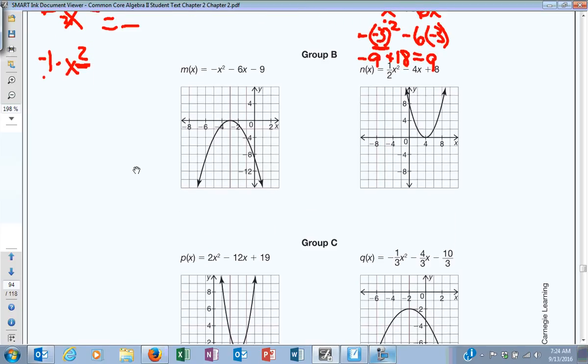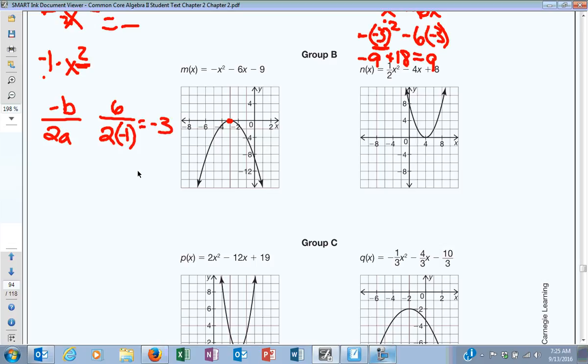Right here, group B. How many times does this intersect? Once. Because the x-intercept is what? The vertex. How could you figure that out? What form is this in? Standard form. How do you find the vertex in standard form? We just did it. Opposite of b over 2a. Opposite of b is 6 over 2 times a negative 1. Again, it ended up being a negative 3.